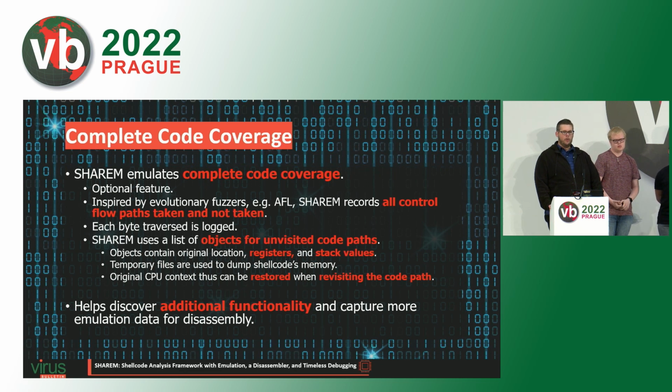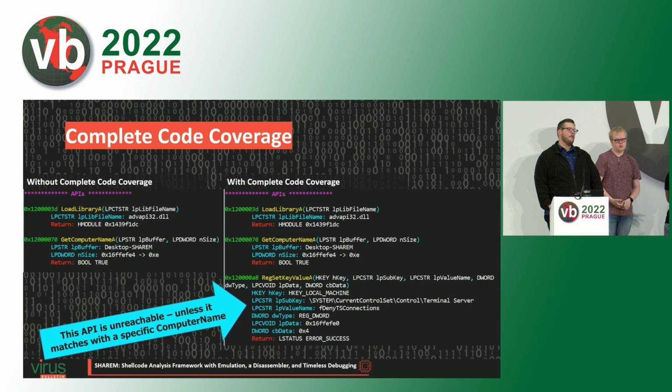So when the shellcode terminates, if there are any unvisited areas of the code, SHAREM's going to restart, and it's going to revisit those lists until it has successfully visited all of them. And by doing this, we can discover more functionality. To the left, you see two APIs enumerated. And to the right, we are able to discover a third one, RegSetKeyValueA, which is only accessible for one specific computer. And that's why we have GetComputerNameA. So that's something that on any other machine would be completely inaccessible, but with complete code coverage, we're able to view that.